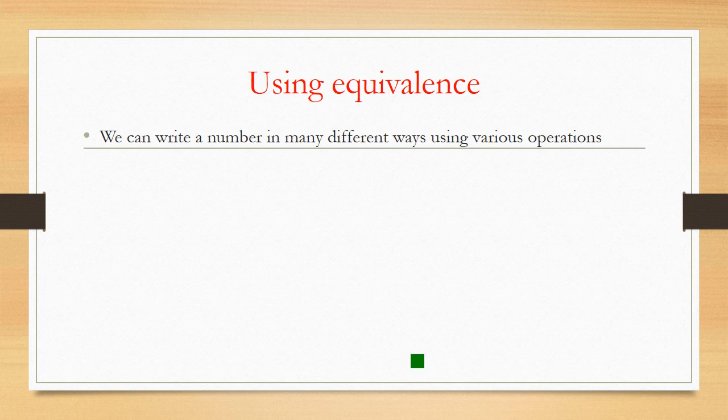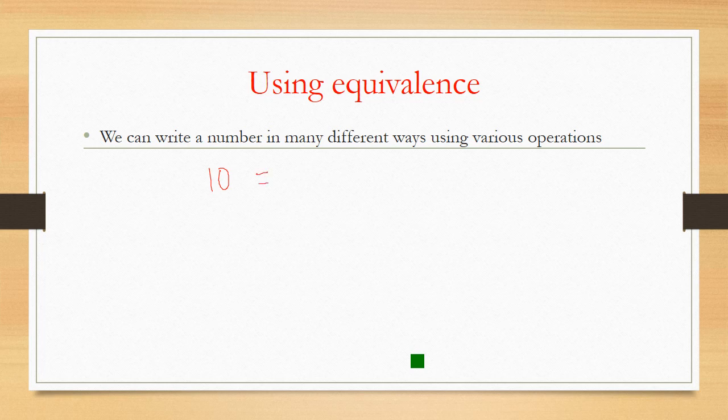So equivalence means having the same value. And we can use the understanding of equivalent to show that we can write a number in many different ways using various operations. So let's take the number 10, for example. And of course, this is written in red, so you're going to want to write down all of the examples I have on this particular slide.